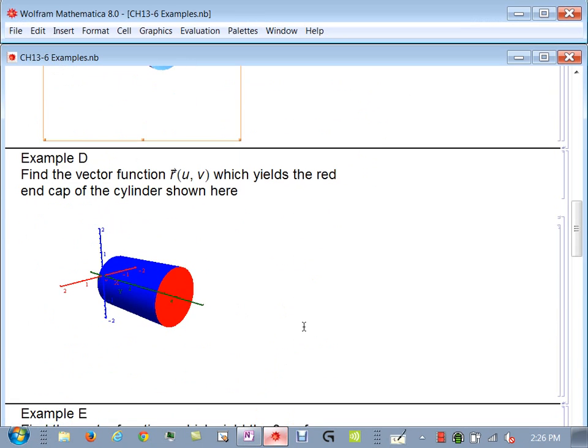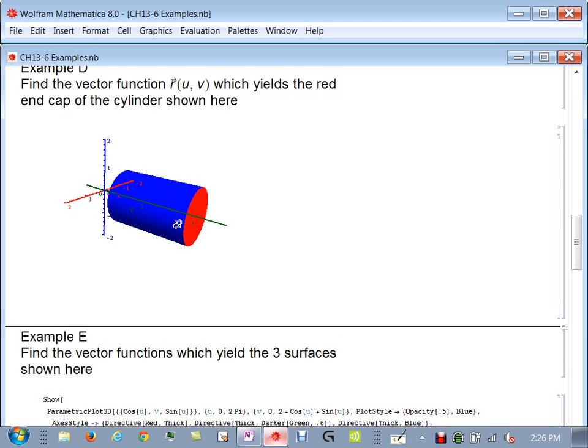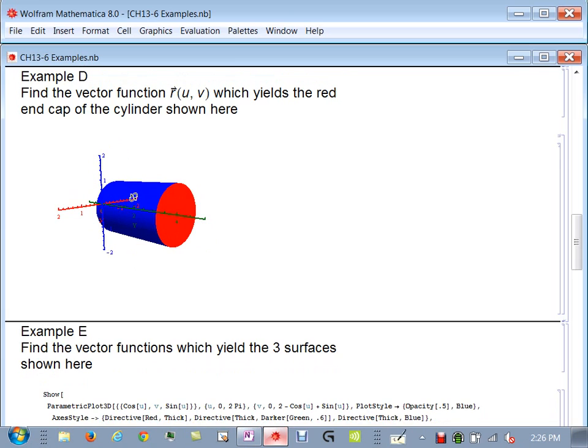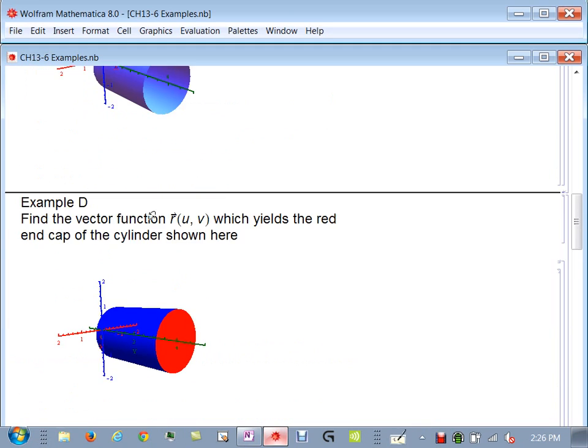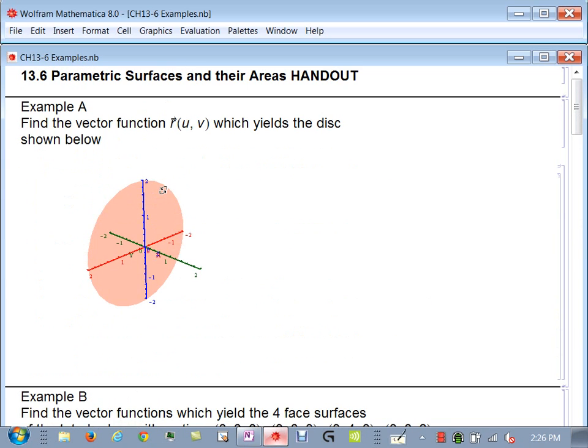Where are we? Okay, next one. This one should be pretty quick. Find the vector function r of u, v, which yields the red end cap of the cylinder shown here. It's the same exact picture. What is it? I gave you this to see which one you would gravitate more towards. Are you just going to want to take this one and adapt something? Or are you going to want to take this one and adapt something?